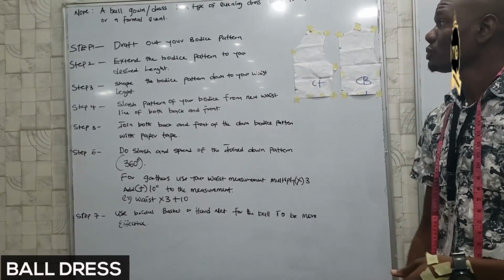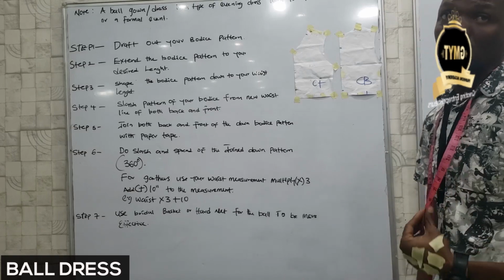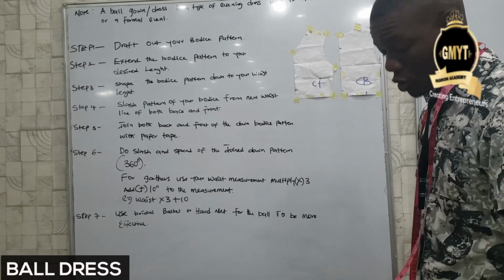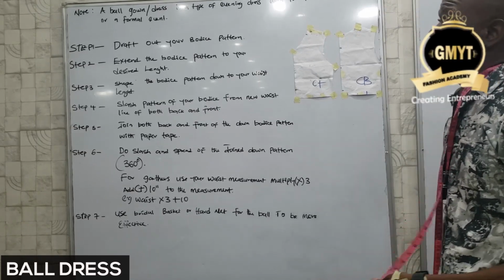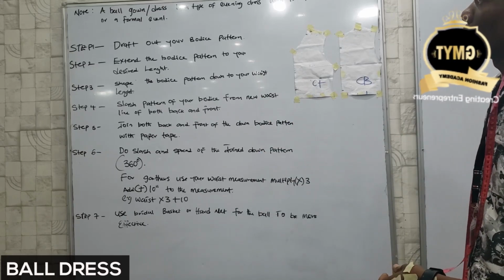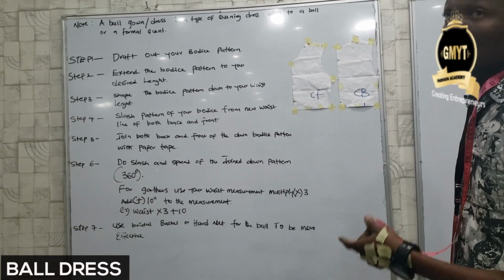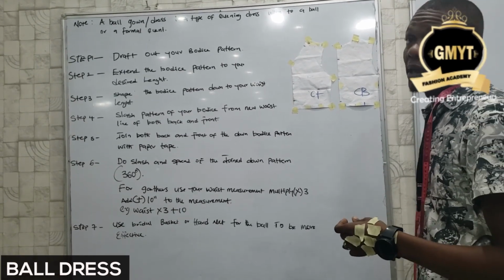we can continue. Now today I will be working on ball dress. Like I said, today we'll be working on ball dress. If you look at what we have for our ball dress, I have a short note here which says that a ball dress or a gown is a type of evening dress worn to a ball or a formal event.